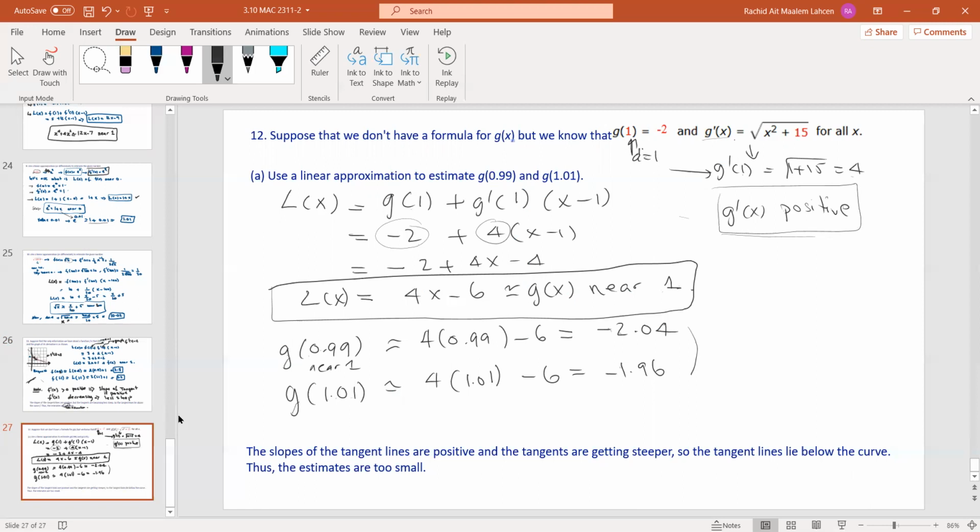And when we look in a little more detail at this one, if we use a 2, 2 squared is 4 plus 15, 19, the square root, you're going to find that this thing is getting steeper. So if it's getting steeper, then these tangent lines lie below the curve. And if it's under the curve, then it is an underestimation. Right.